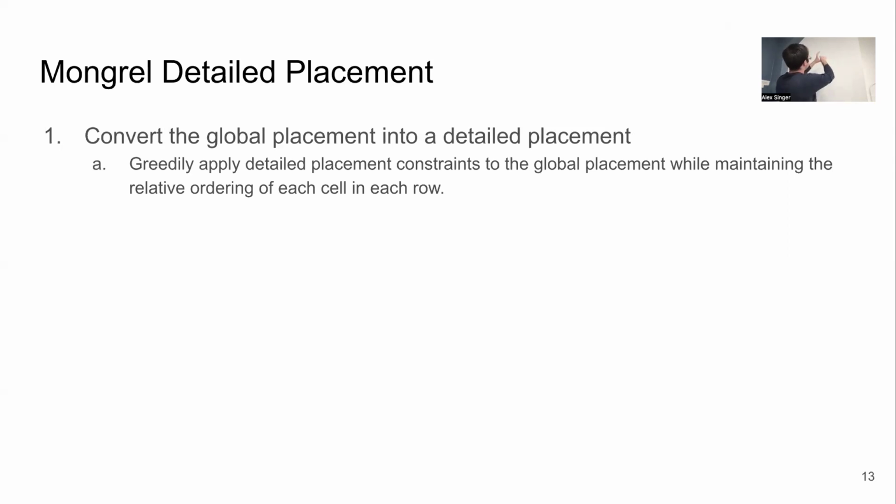I can see that it has cells A, B, C, and D. I'm going to make sure that A, B, C, and D appear in that order, and I'm just going to spread them out such that they're not overlapping anymore. The key idea here is that they maintain the relative ordering from the global placement. And they also assume that all the cells are touching. Those are the assumptions they make.